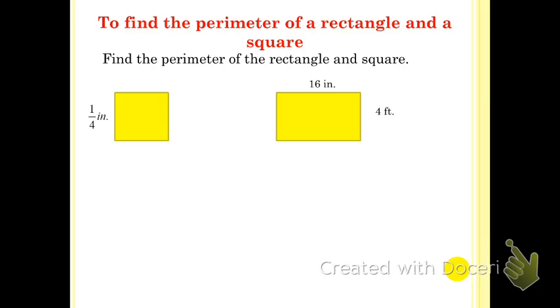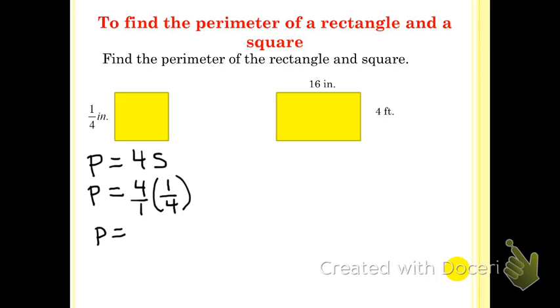Find the perimeter of the rectangle and square. To find the perimeter of the square, we can use the formula P equals 4S. Since the length of our side is 1/4 inch, we can say P is equal to 4 over 1 times 1/4. 4 times 1 is 4. 1 times 4 is 4. So the perimeter is equal to 1 inch.